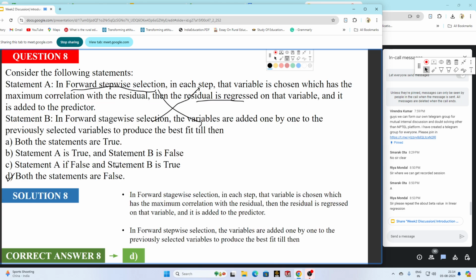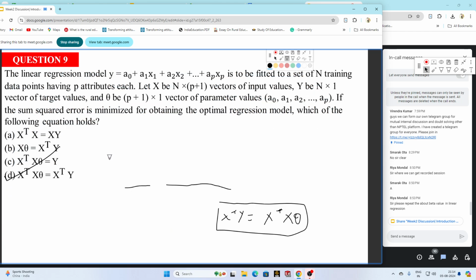So any doubt in this? I hope no doubt in this. Okay, let's move to the next question.